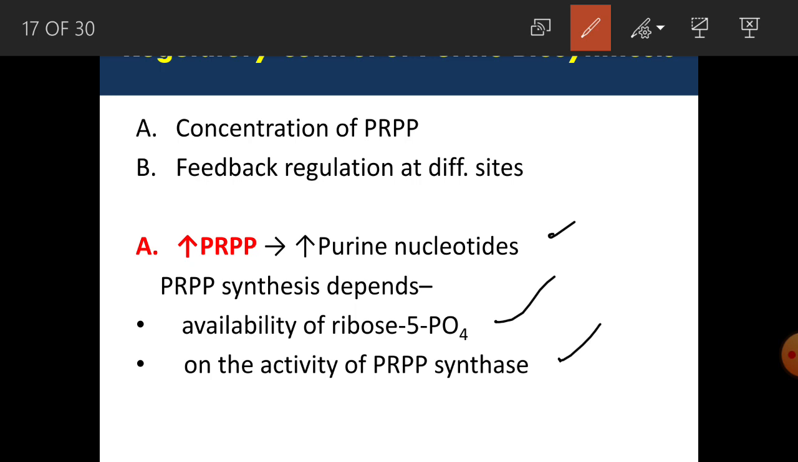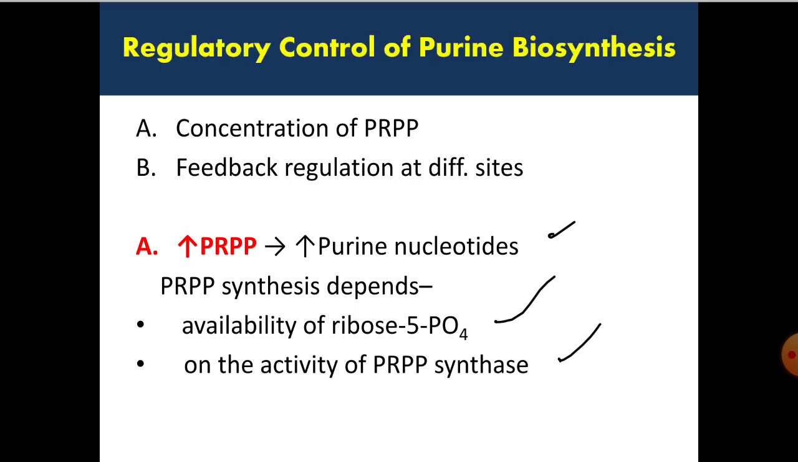Now, if you recall, if there is more of HMP shunt, because ribose is obtained from HMP shunt. So, if HMP shunt is more active, it will channelize to produce more ribose 5-phosphate. More ribose 5-phosphate means PRPP will be activated and more purine synthesis.